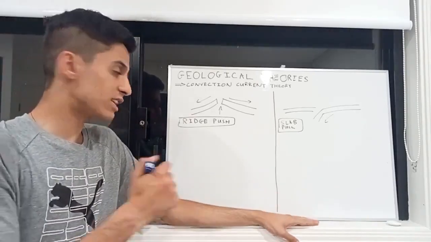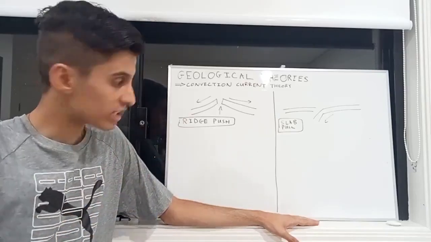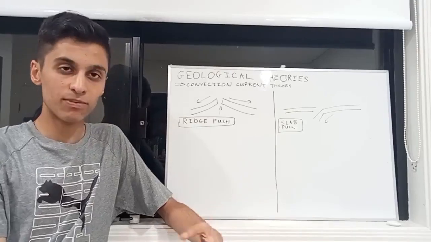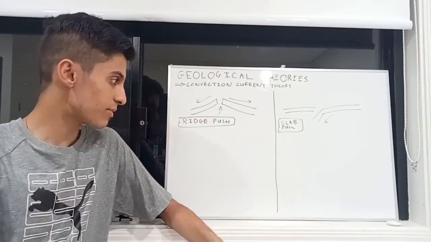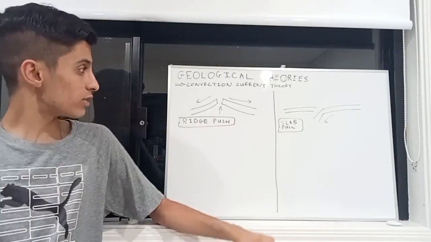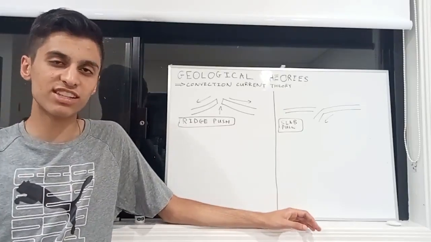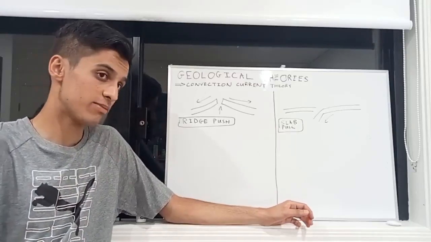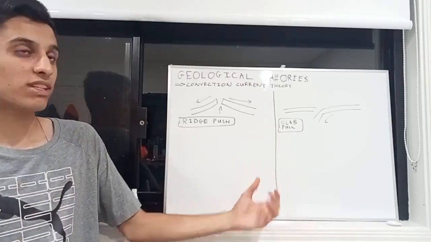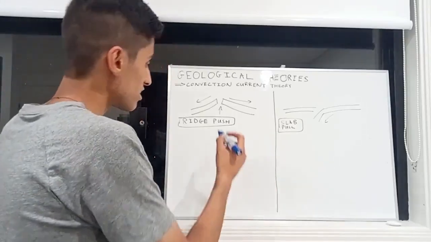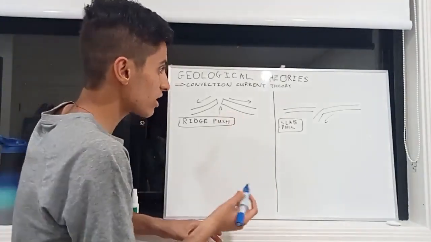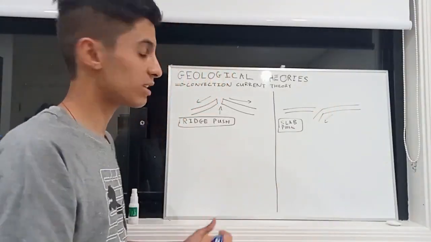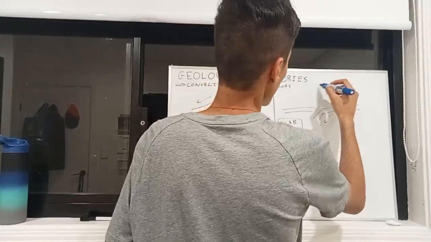So what exactly is ridge push? Ridge push and slab pull, firstly, both of these theories talk about how the lithosphere interacts with the asthenosphere. So firstly, ridge push. Ridge push suggests that new oceanic ridges lie at a higher elevation than the adjacent plate. Firstly, let's see that we looked at our convection current. So let me just quickly draw up the basic convection current that was in the previous diagram.